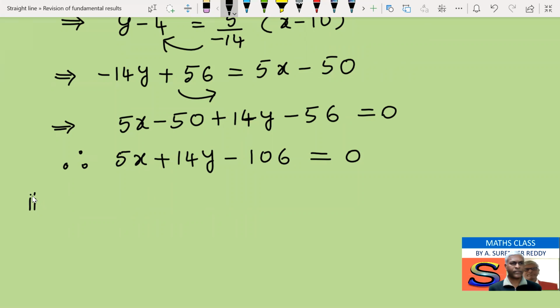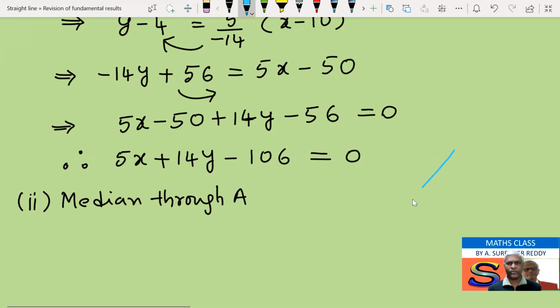The second bit, the median through A. We have to find the median through A. Now let us take the triangle ABC. What is a median? The line joining a vertex to the midpoint of its opposite side is called a median.